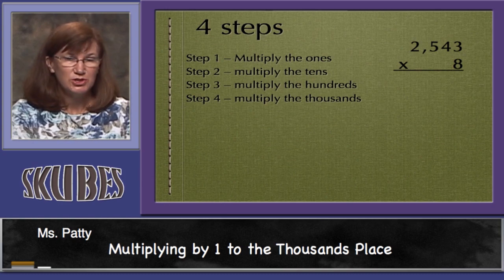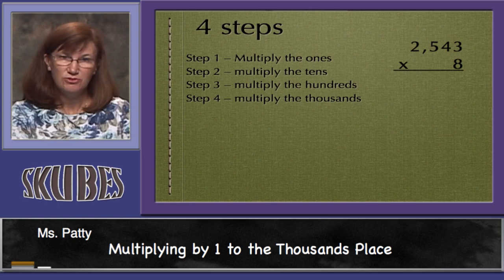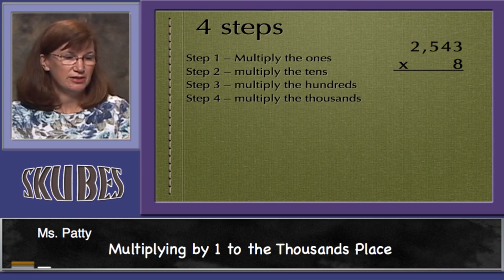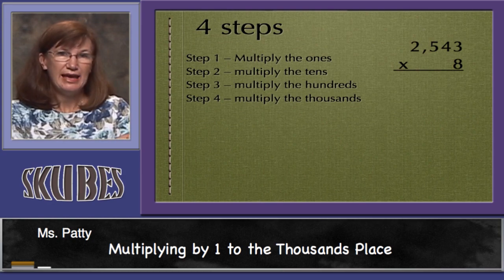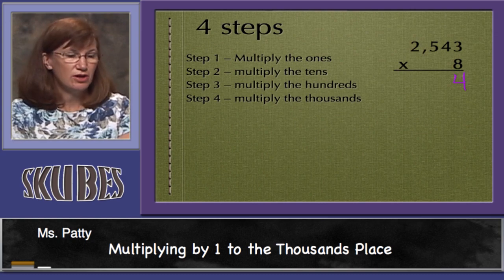It's very simple. You start by multiplying the ones house, then the tens house, then the hundreds house, and then the thousands house. Let's take a look at this problem and work it together. We'll start by multiplying 8 times 3. That's 24. We'll put our 4 in the ones house.